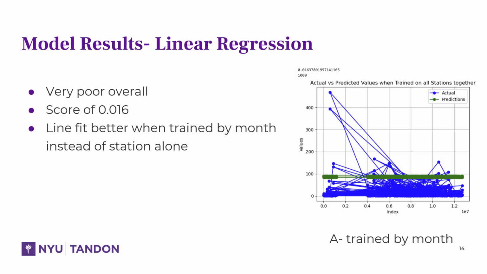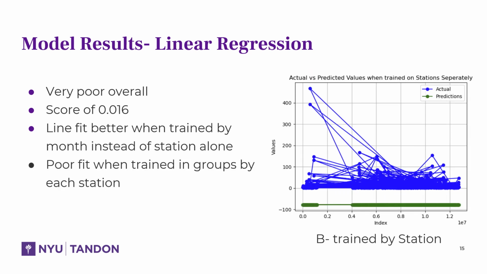However, when I trained it by each station separately, I found that it did much poorer overall. As you can see here, my predictions were far below that of my actual data, and it actually didn't seem to draw a line at all between the two. So it seemed that, contrary to my expectations, training by all of the data was more stable than training by each individual station and then combining all of those.